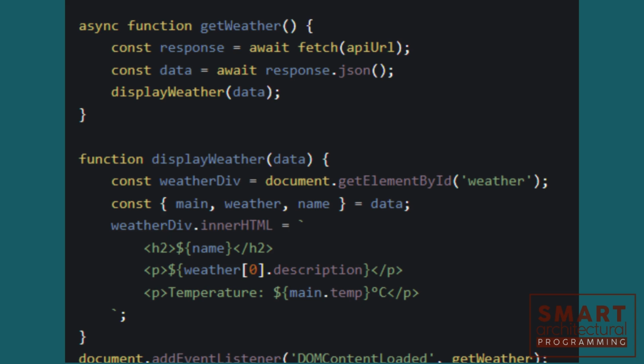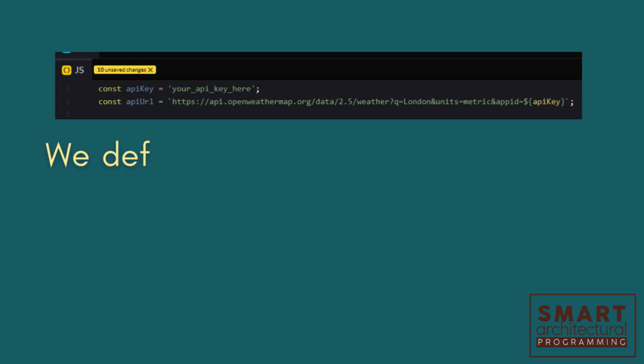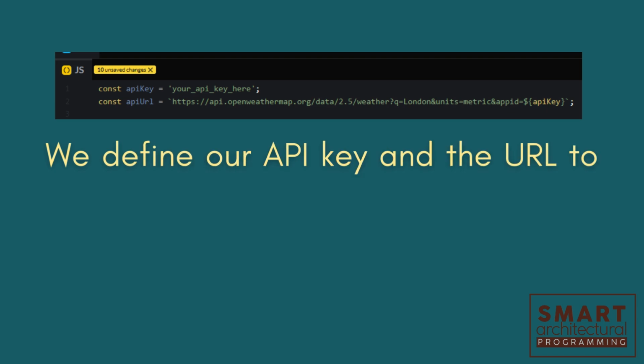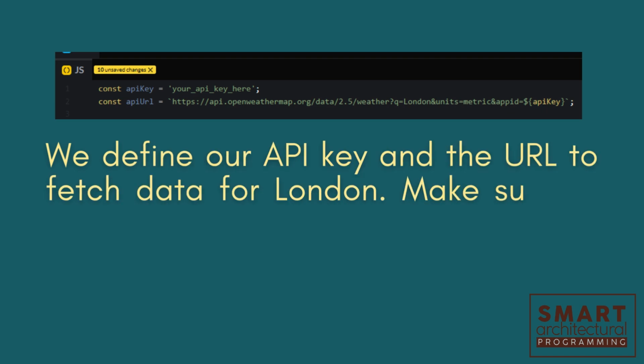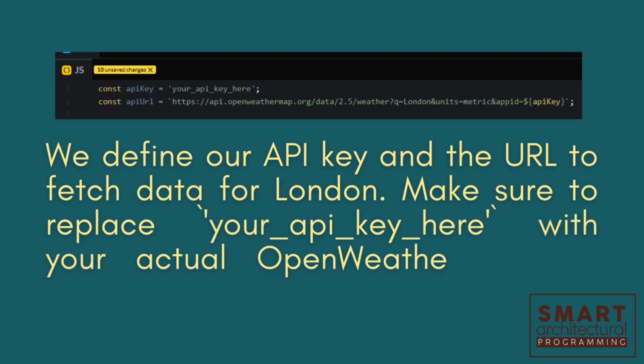Let's break down the code step by step. 1. API key and URL. First, we define our API key in the URL to fetch data for London. Make sure to replace your_API_key_here with your actual OpenWeatherMap API key.